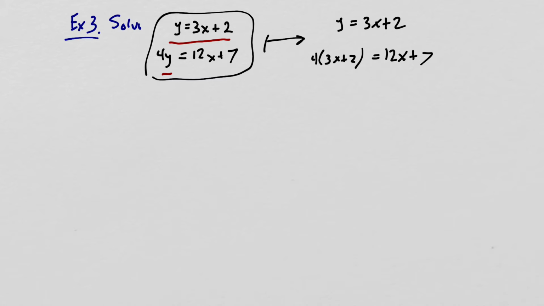Simplifying equation number 2, what we see is that the left-hand side becomes 12x plus 8, and this is equal to 12x plus 7.